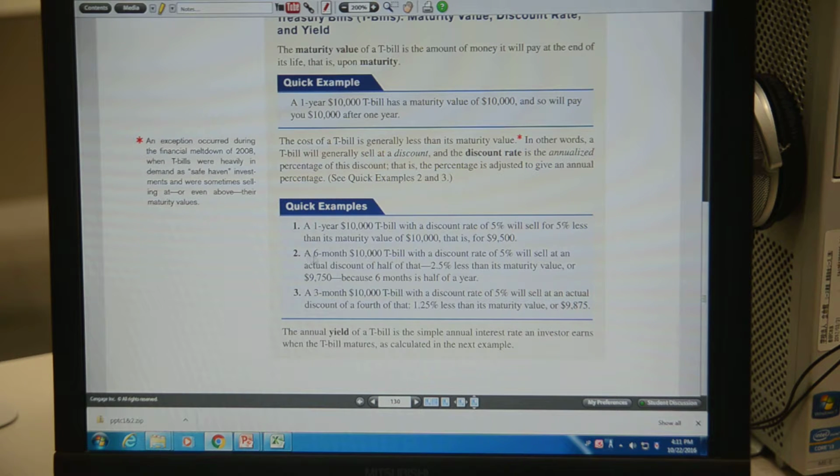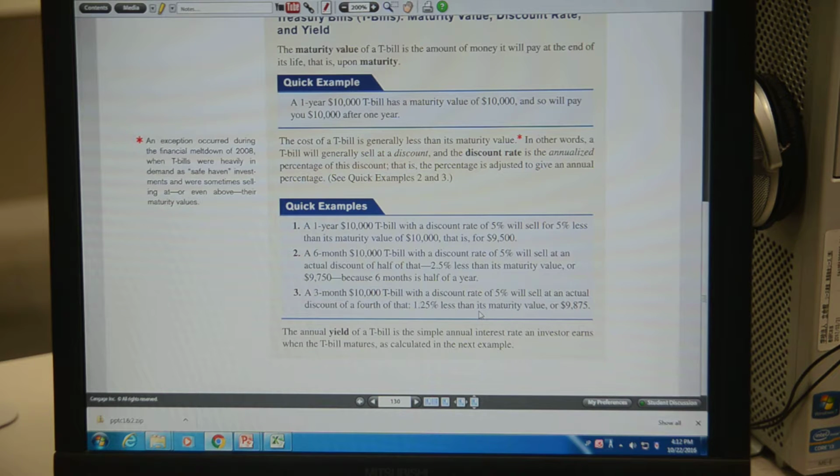Okay, so that's what they mean by annualized rate. Let's read this one again. A 6-month $10,000 T-bill with a discount rate of 5% will sell at an actual discount of half of that. That is, we'll sell it 2.5% less than its maturity value. A 3-month $10,000 T-bill with a discount rate of 5% will sell at a discount of 1/4 of 5%, or 1.25%, less than its maturity value. Okay, so everyone get the language? It's all the same calculations, but the language is what makes it confusing. Anything else? How about the next one?